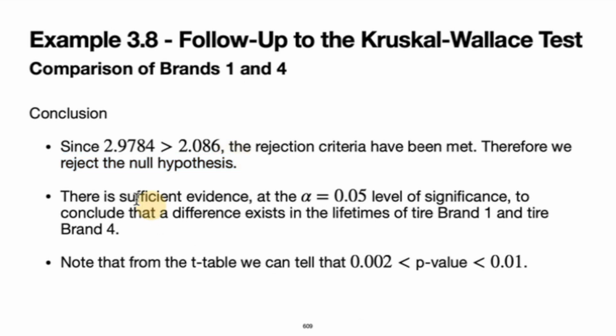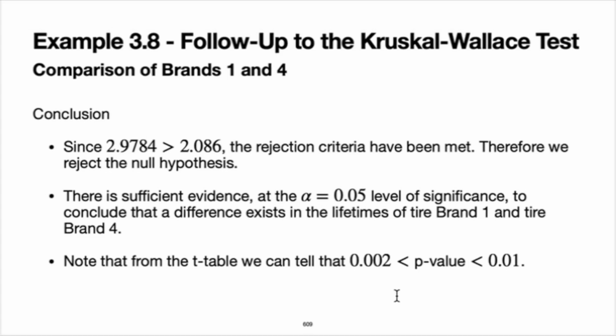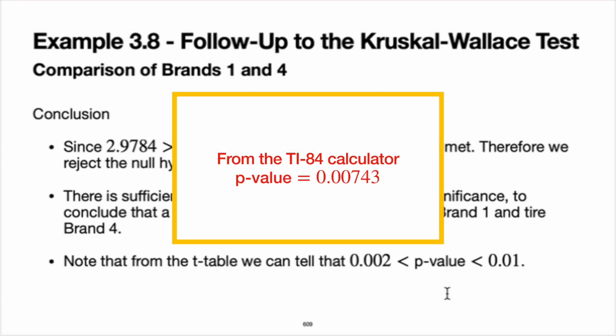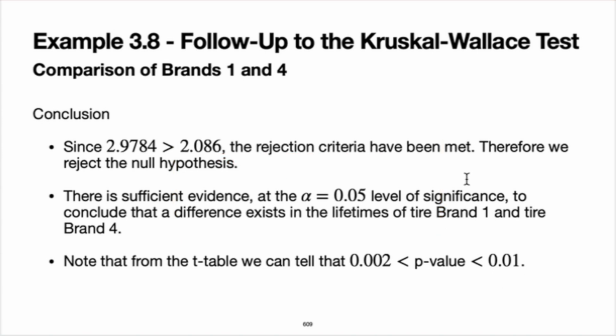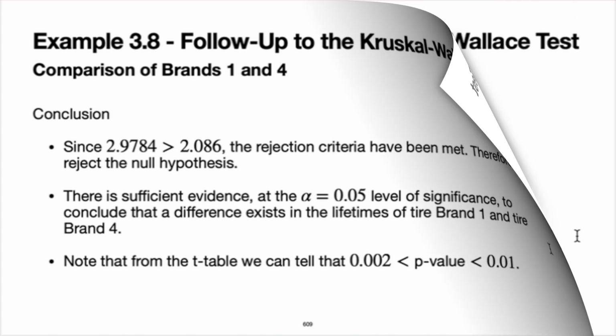And so we can say that there is sufficient evidence at the 0.05 level of significance to conclude that a difference does exist in the lifetimes of tire brands 1 and 4. And also note that we can conclude that the p-value is greater than 0.002 and less than 0.01. So not only would we reject at the 0.05 level, we can see that we would reject at the 0.01 level as well. So there's strong evidence a difference exists in the lifetimes of tire brands 1 and 4.